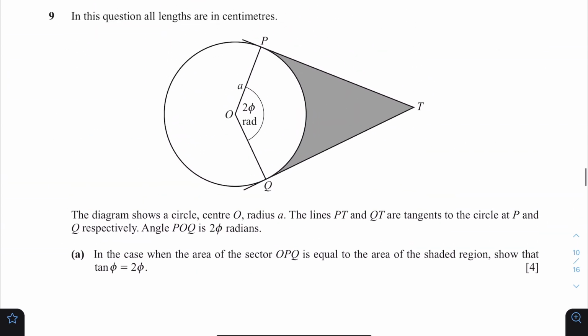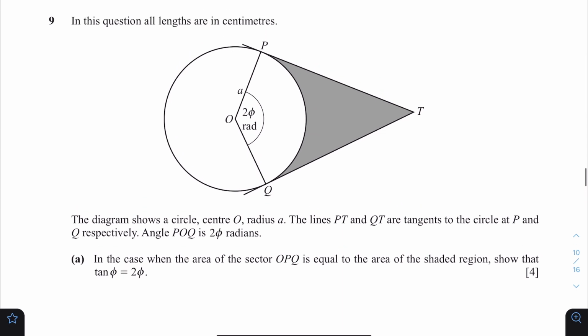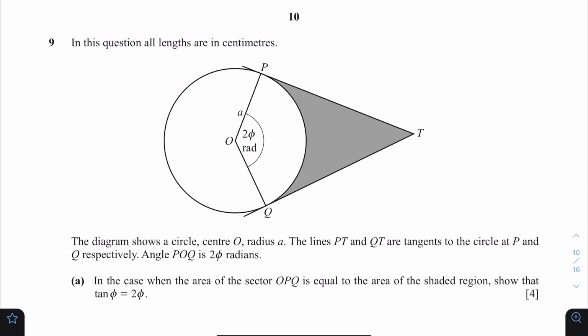So question 9. So in this question, all lengths are in centimeters. The diagram shows a circle, center O, radius A. The lines PT and QT are tangents to the circle at P and Q respectively. Angle POQ is 2 phi radians. In the case where the area of the sector OPQ is equal to the area of the shaded region, show that tan phi equals 2 phi.